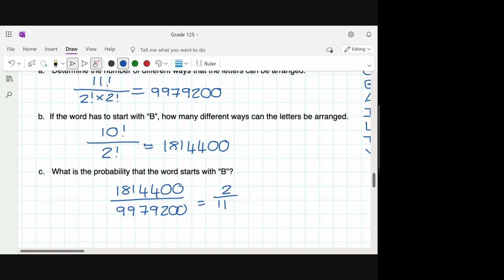Okay, because I have two B's out of 11 letters. 2 B's out of 11 letters, 2 out of 11.